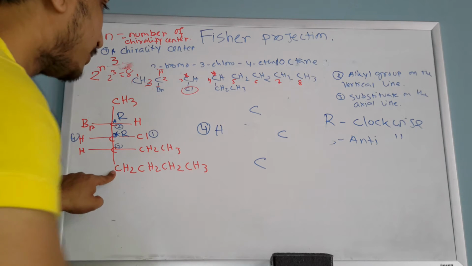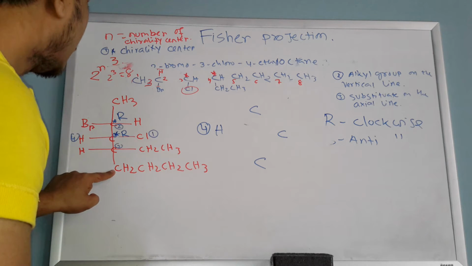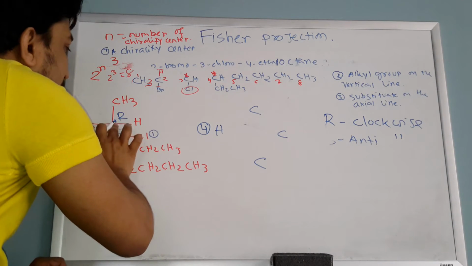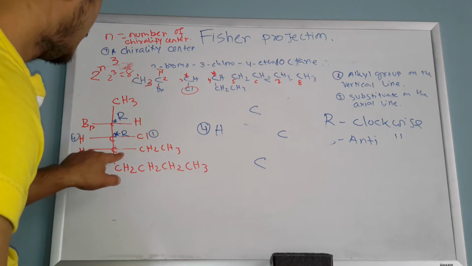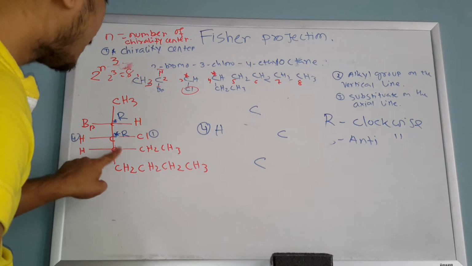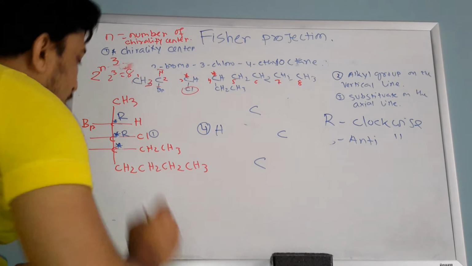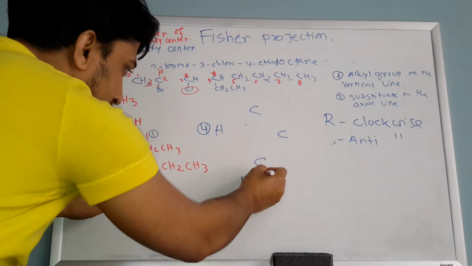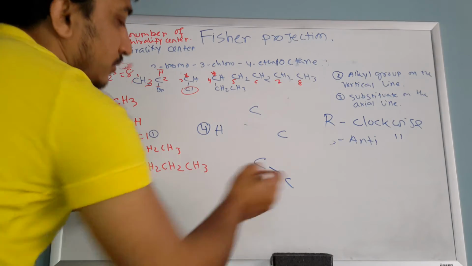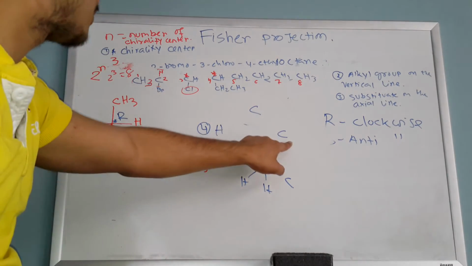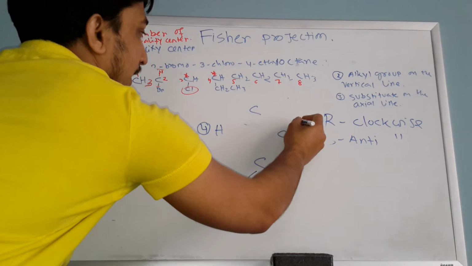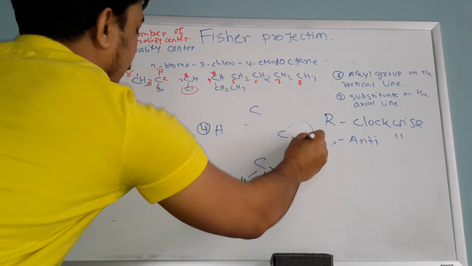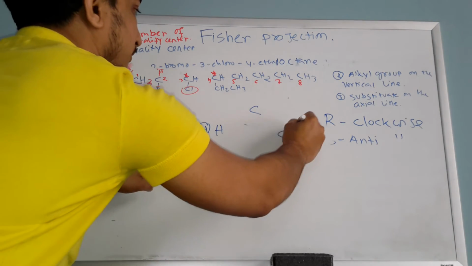Let's talk about this carbon. So how is this carbon filled up right now? Okay, we are talking about this one, right? This carbon is my chirality center, okay? So let's talk about this carbon. This carbon is filled up with, look, hydrogen and another hydrogen and this carbon, right? Yes. Let's talk about this one. This one is hydrogen, and this carbon.